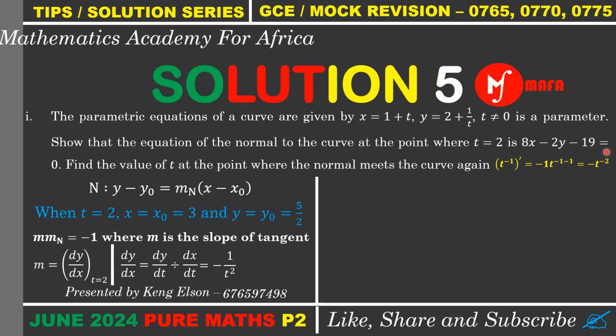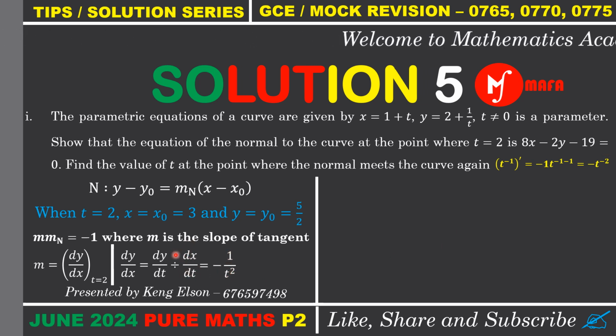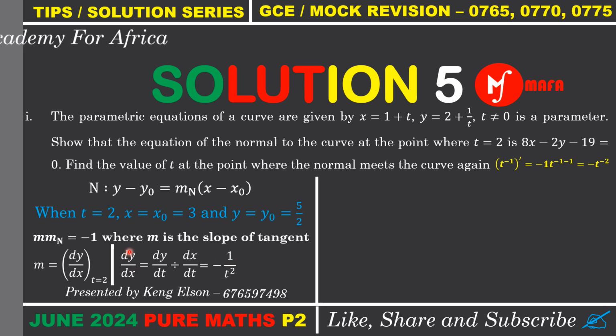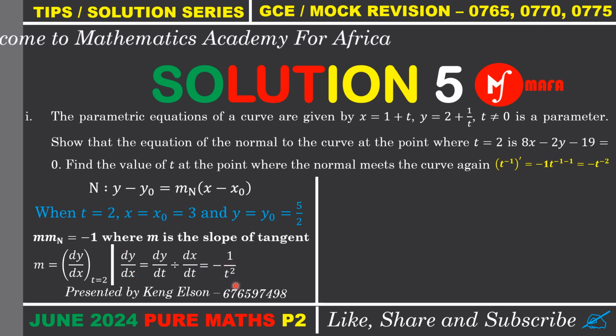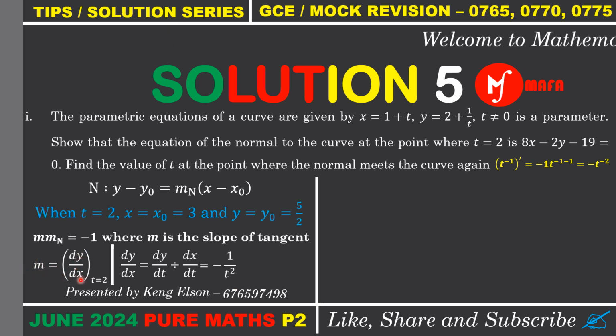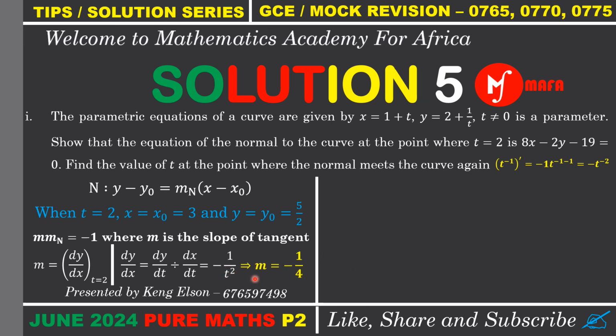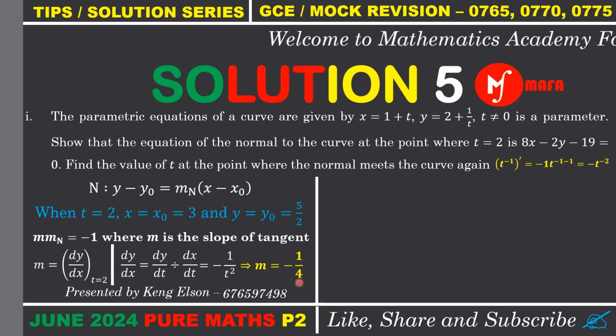So my final answer is just -1 over t squared, because we have to divide by 1. When you divide anything by 1, we get that thing. So dy by dx is equal to -1 over t squared. So what is now my gradient? My gradient is dy by dx at t equal to 2. Replacing t with 2 here, t squared becomes 4. So my gradient is -1 divided by 4. This is the gradient of the tangent.